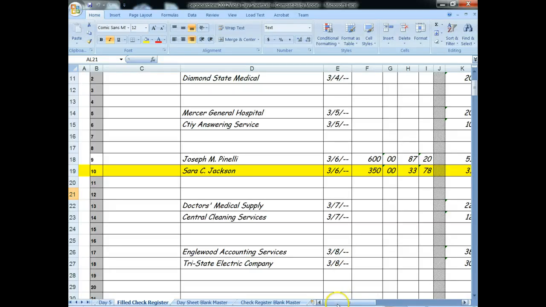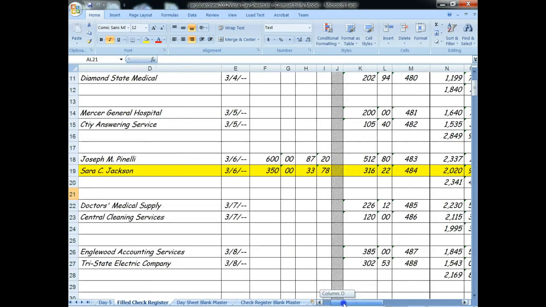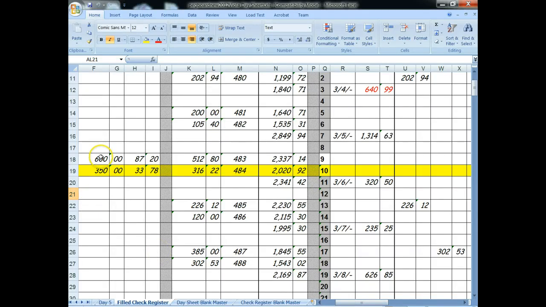So as you can see on the check register, we have Joe Pinelli 36. As I said, the gross amount $600, $87.20. This is Mr. Pinelli's net. There's the check number. And the number you should be at on your check register is $2,337.14. You might be saying, oh my goodness, that's not the number I have.